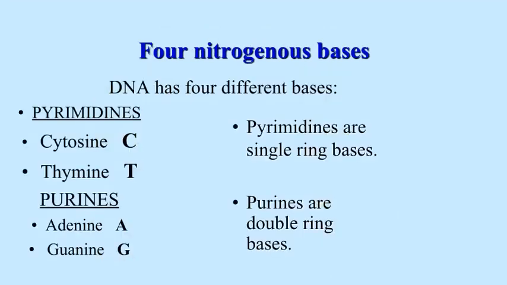For nitrogenous bases, DNA has 4 different bases. Pyrimidines: cytosine C, thymine T. Purines: adenine A, guanine G. Pyrimidines are single ring bases. Purines are double ring bases.